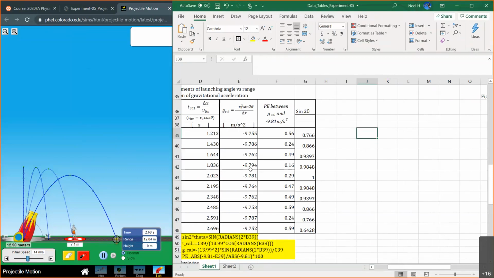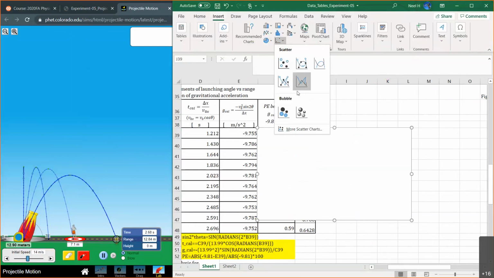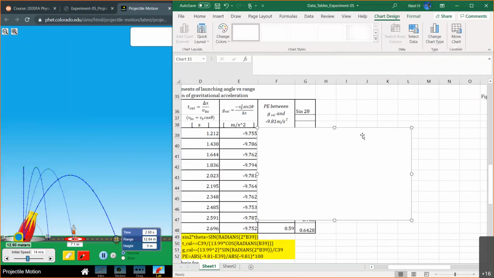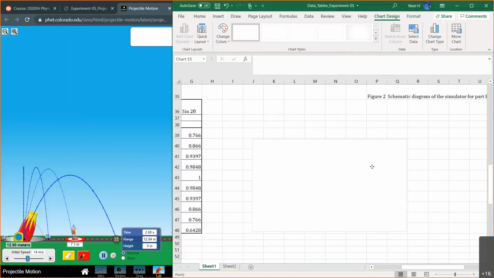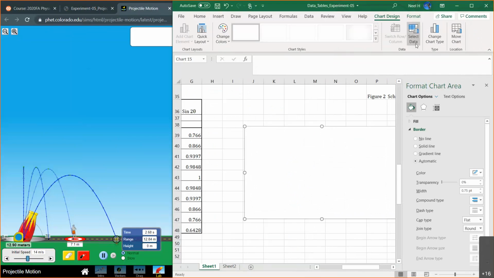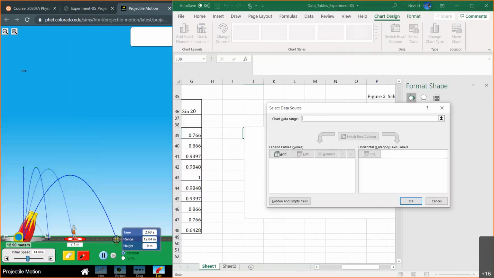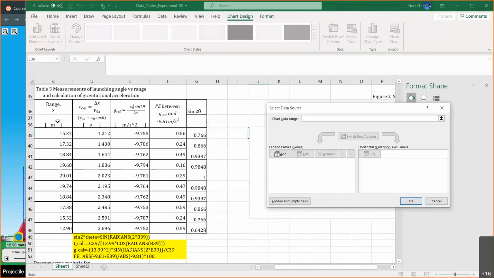Okay, so let's continue. Now let's make that graph. So insert, usually the scatter plot, right? Insert scatter plot, double click, left right hand side very top, select data. Let's select the data.